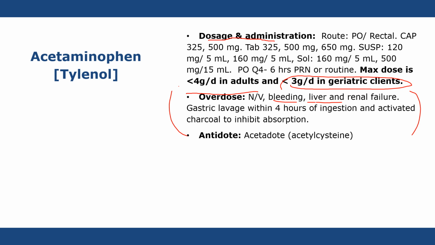And plus or minus the role of the antidote, acetylcysteine can be given either PO or through an NG tube to reverse the effect of acetaminophen. But in general, again, acetaminophen is considered very safe when taken as directed, and it's an over-the-counter medication, as we know.